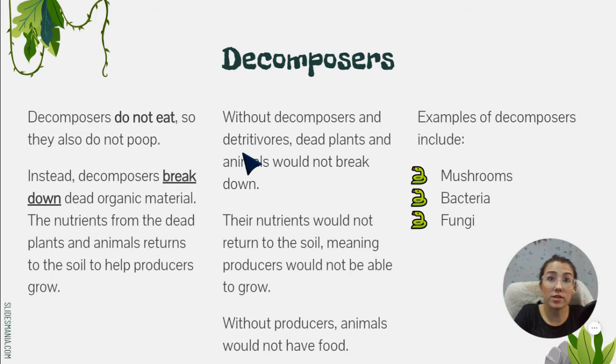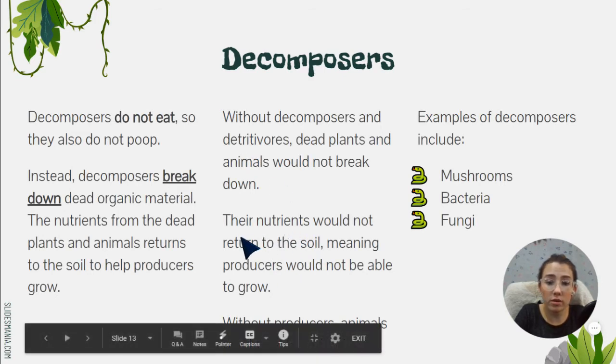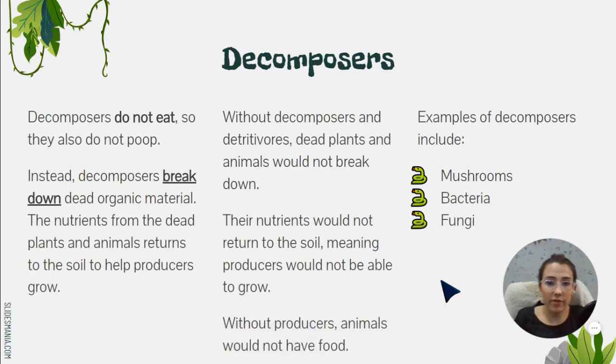Decomposers and detritivores are super important for not only creating new soil that's full of nutrients for producers, okay? But that's also how we don't have dead plant and animal bodies lying around everywhere. If the detritivores and decomposers weren't returning those nutrients to the soil, the producers wouldn't be able to grow any longer, and then ultimately, without producers, everybody dies.